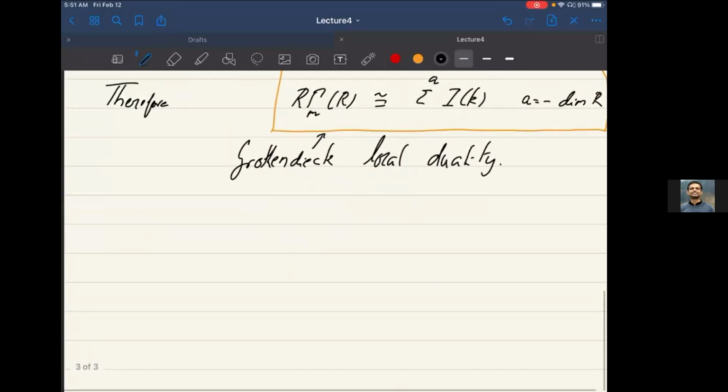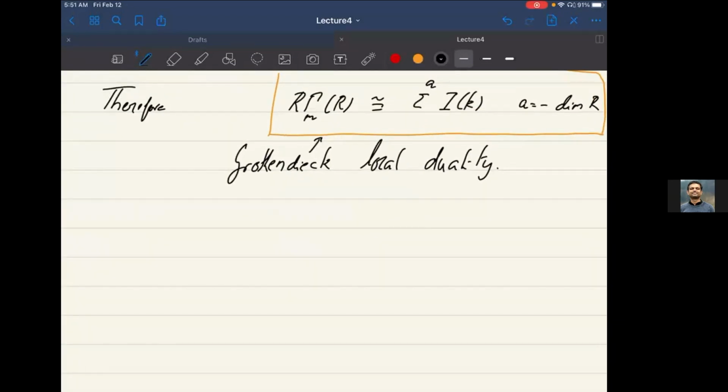And maybe I should already allude to something. So what this means is that, therefore, you can look at two functors on the derived category.